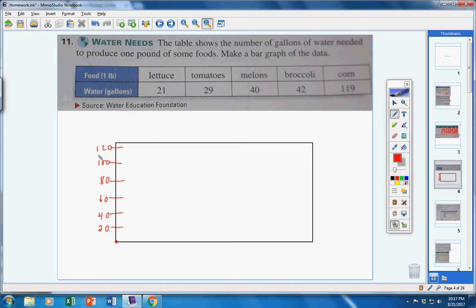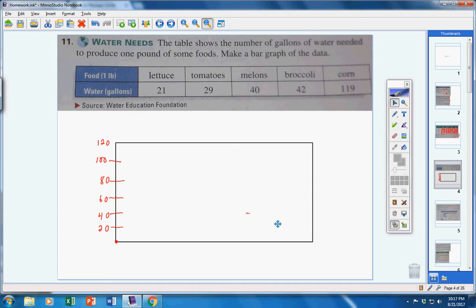And actually, to do this really well, to be honest with you, our last tick mark really should be the top of the graph. That's really professionally how it should be done. So this should be 100, and then 120 is right here.